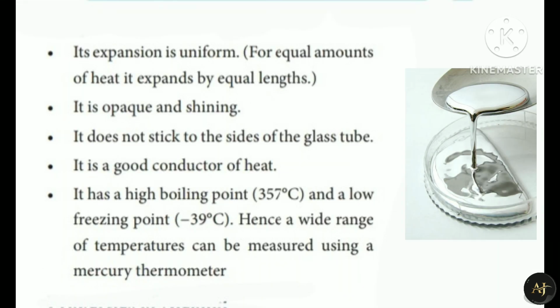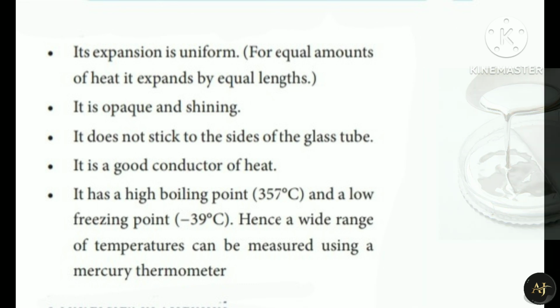Now, mercury. Its expansion is uniform. For equal amounts of heat, it expands by equal lengths. It is opaque and shining. It does not stick to the sides of the glass tube. It is a good conductor of heat. It has a high boiling point, 357 degrees Celsius, and a low freezing point, minus 39 degrees Celsius. Hence, a wide range of temperatures can be measured using a mercury thermometer.